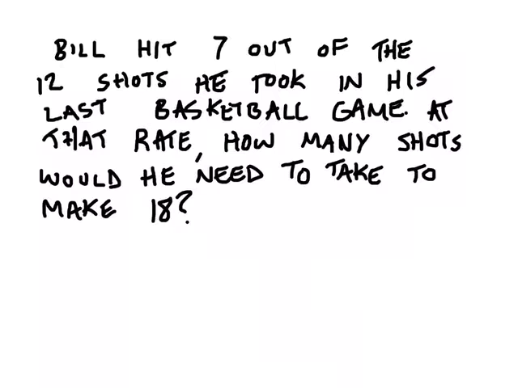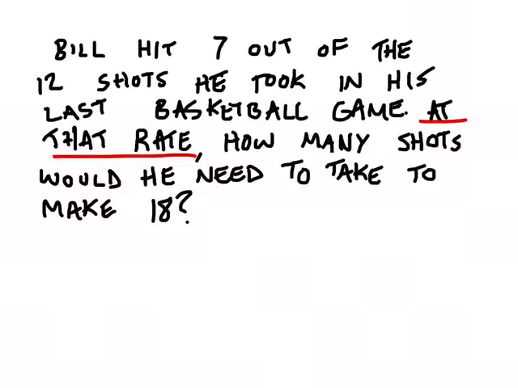Let's look at another kind of word problem example of this. Bill hit 7 out of the 12 shots he took in his last basketball game. At that rate, how many shots would he need to take to make 18? So this is a proportional relationship, and one of the reasons I know that is because I see this phrase right here, at that rate. We're assuming that he's going to consistently make shots at a particular rate.